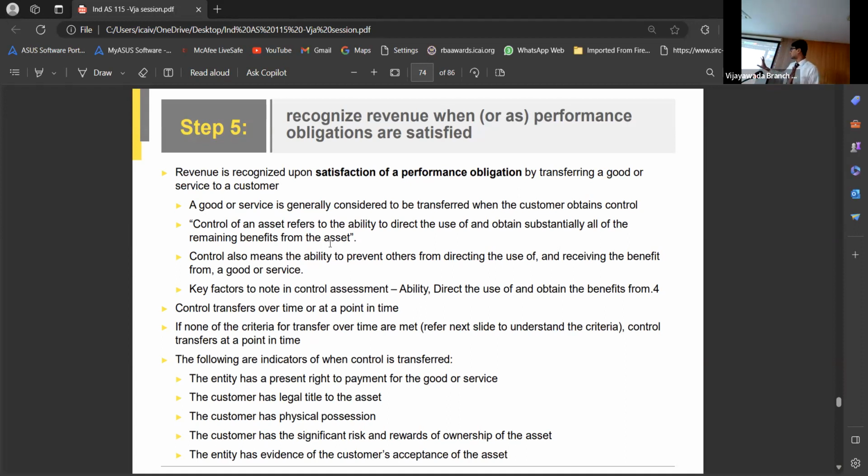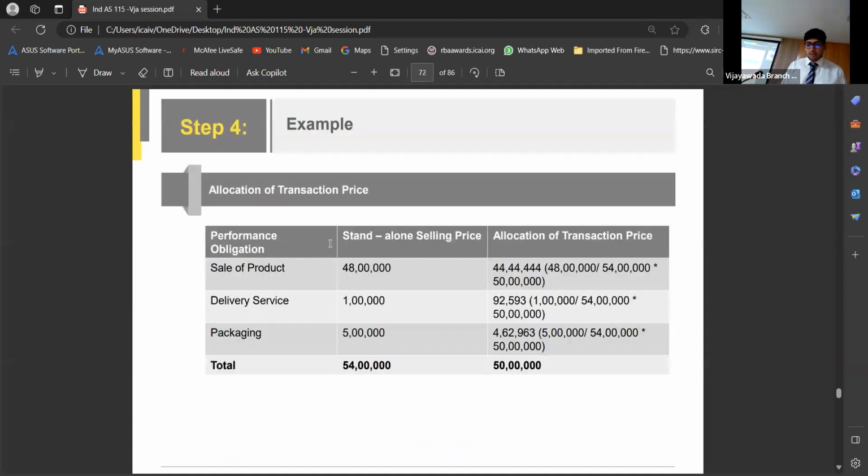But I'm saying the concept of control is: do you have the ability to do whatever you want with the good? At that point in time, you have control. Not before that; after that, anyhow, you have control. So we are discussing at which point in time you have control. That's why we said ability, to use, take the benefits. These are the only three concepts which are relevant. So these are fundamental concepts first.